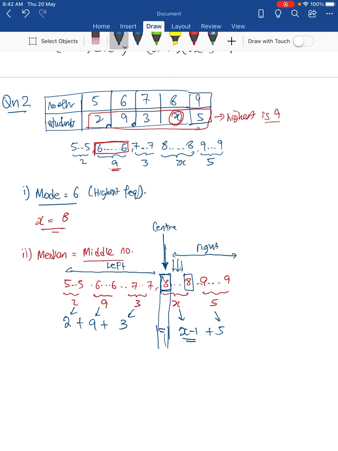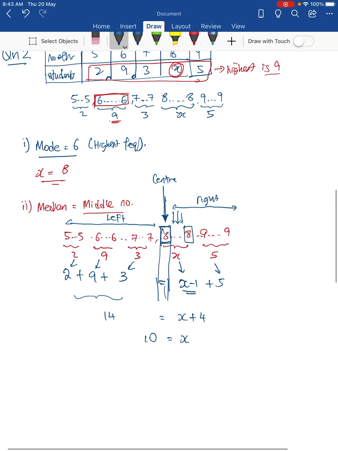So we can see that if the 8 is over there, whatever is on the left must be equal to whatever is on the right. Therefore if we add this up, this will give us 14, which equals x plus 4. So therefore x will be equal to 10. That will be for this part itself. Let me just do a quick check.